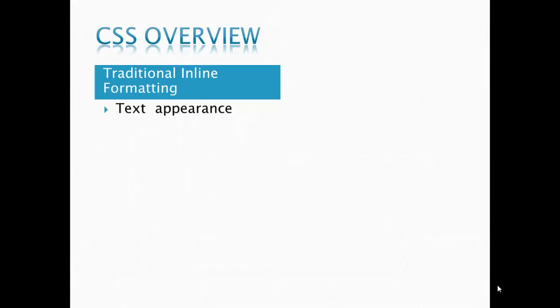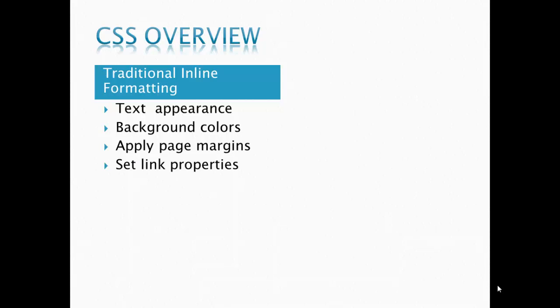We should take a look at cascading style sheets. Before them, we had traditional inline formatting. And traditional inline formatting allowed you to affect text appearances, apply background colors, apply page margins, set up link properties, and align text. This was all done in the body section of an HTML document at the tag level or as an attribute inside of a tag.